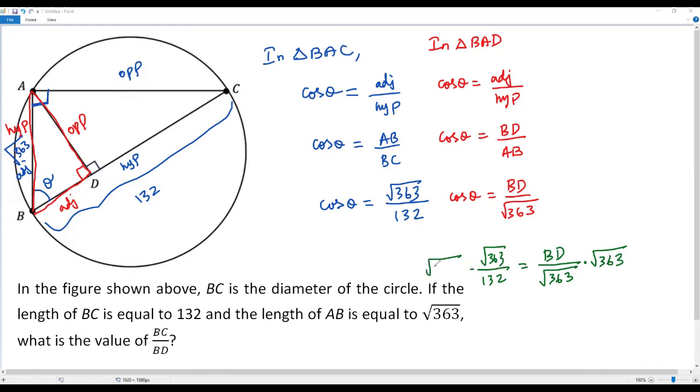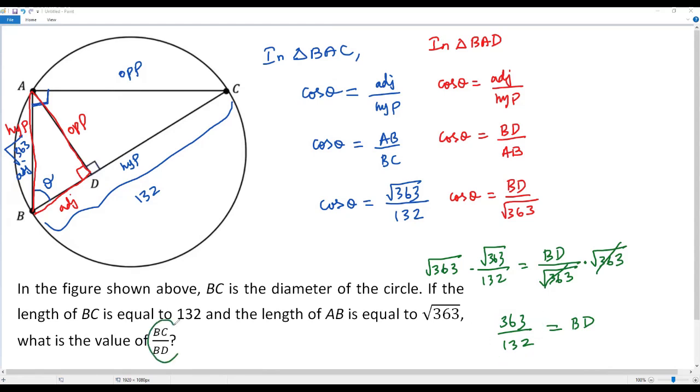Let me do it on the left side. When I do so, the square root of 363 over here and here will cancel out. When I multiply square root of 363 and square root of 363, I am getting 363 in the numerator. In the denominator, I am getting 132. On the right side, we have BD. Okay, now I got the value of BD.